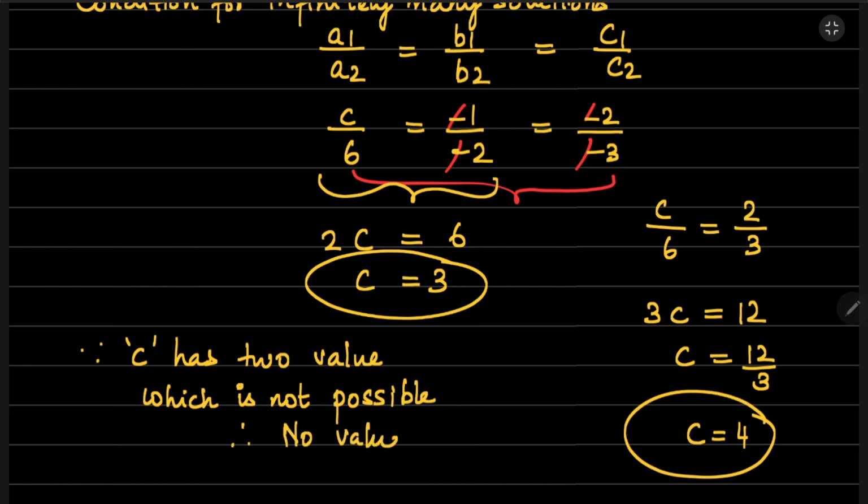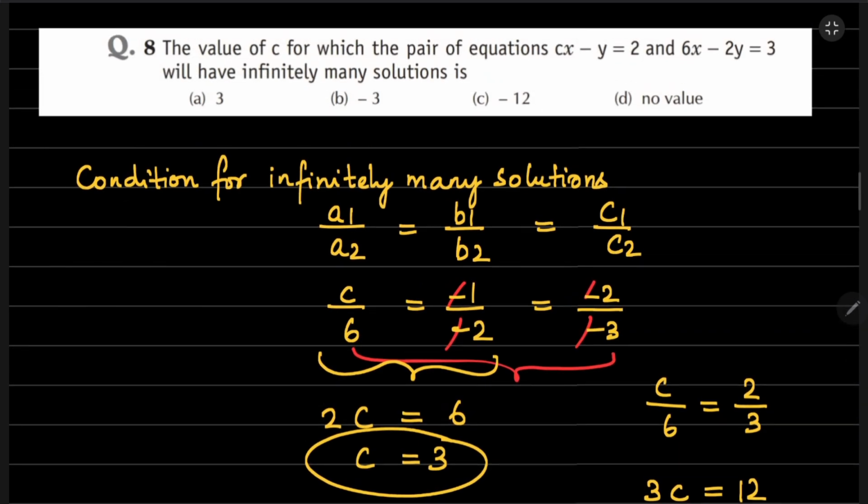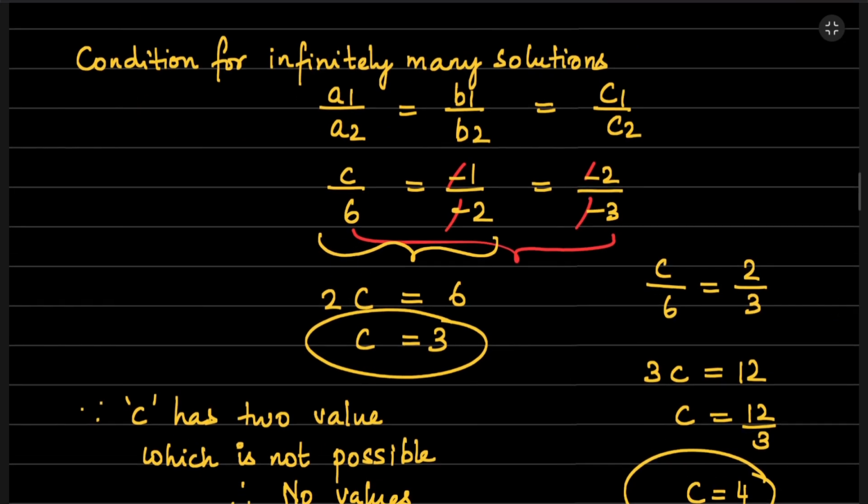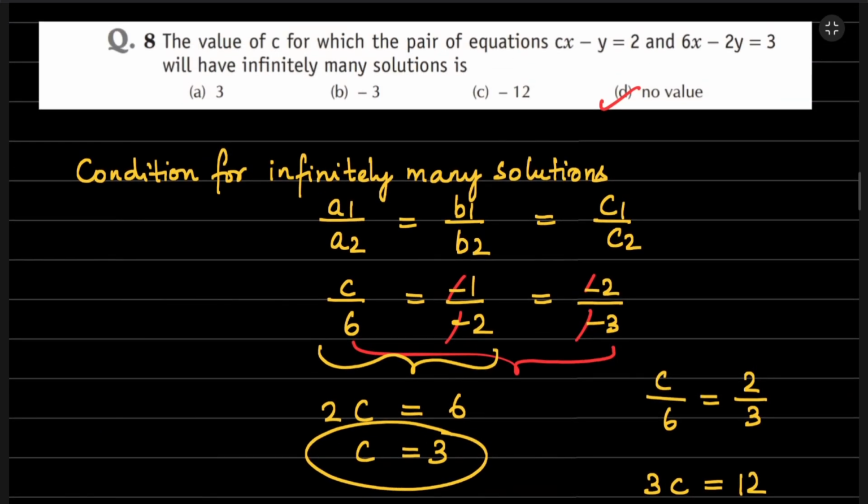No values are possible in order for the two equations to have infinitely many solutions. So the answer is no value is possible. Okay, that's your 8th question. So always check for both the ratios.